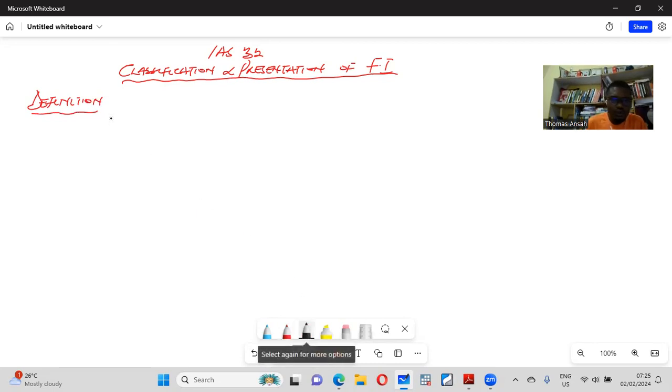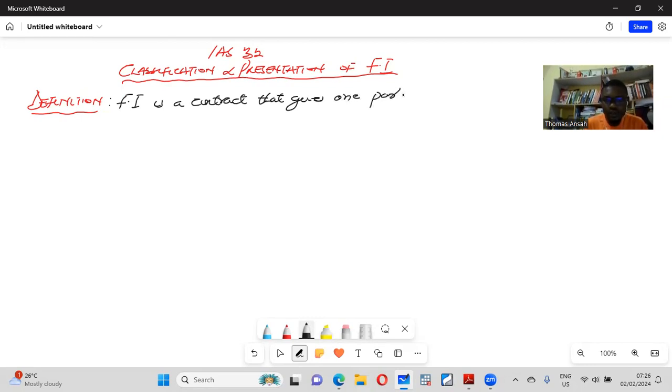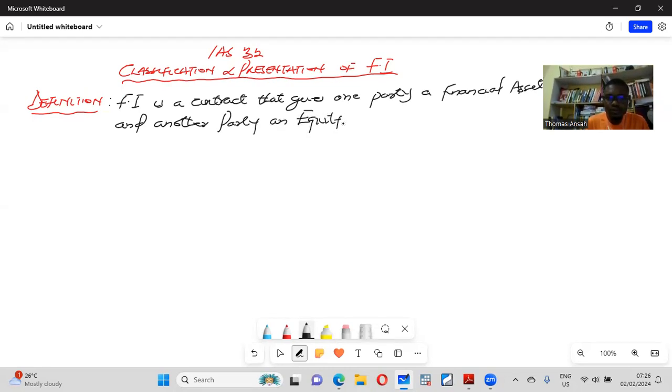All right, so a financial instrument is a contract that gives one party a financial asset, and another party an equity instrument and or a financial liability.